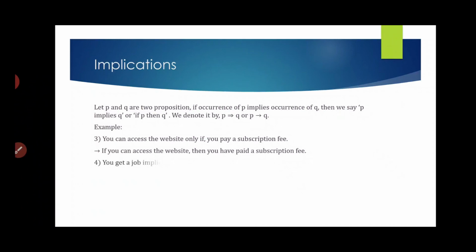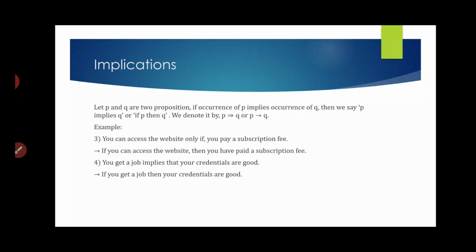Next, last example. You get a job implies that your credentials are good. So it is already given in the form. You see, P implies Q. That is the form. P is the sufficient, Q is the necessary part. So therefore, you get a job implies that your credentials are good means if you get a job, then your credentials are good, obviously.